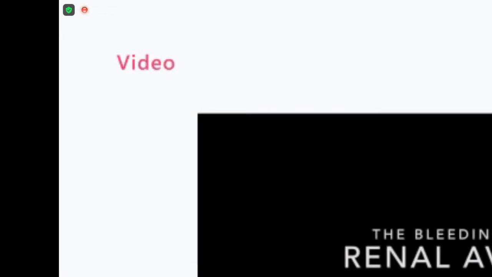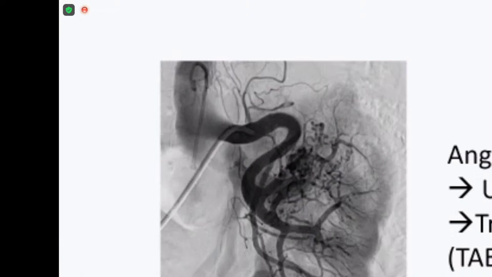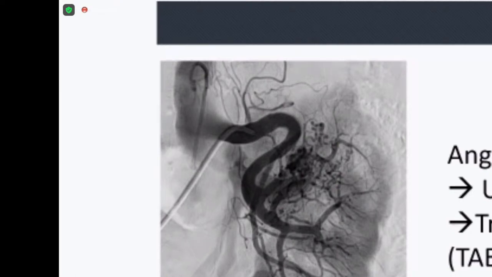Because we found this phenomenon in this patient, we suspected the patient may have renal AVM. Maybe it is the cause of the gross hematuria. Because of this finding, we consulted radiologists for angiography. We discovered it was an upper polar renal AVM. So the patient received embolization for AVM to stop the bleeding.